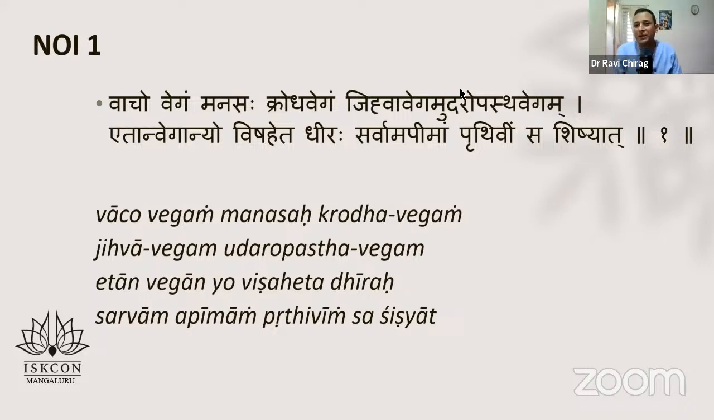Okay. So first sloka, Nectar of Instruction, sloka number 1. Let's see the words. Vacho vegam manasah krodha vegam, jihva vegam udaro upastha vegam, etan vegan yo vishaheta dhirah sarvam apimam prithvim sa shishyat. You see, this word is used many times: vacho vegam, manasa krodha vegam, jihva vegam, udaro upastha vegam.